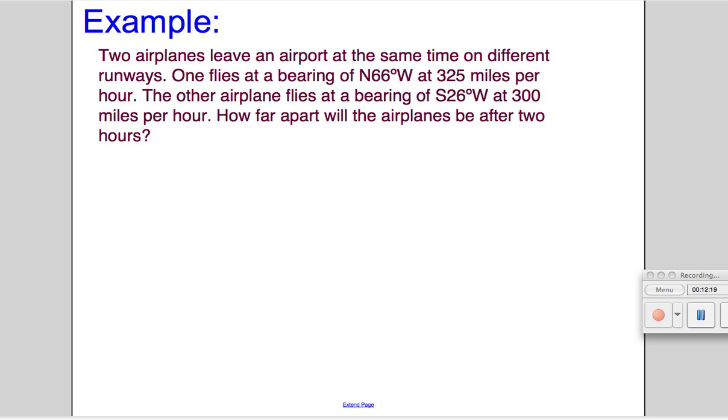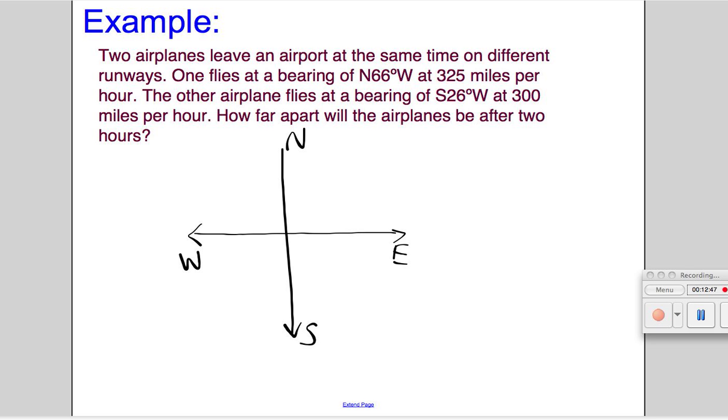We have 2 airplanes leaving an airport at the same time on different flight paths. One flies at a bearing of north 66 degrees west at 325 miles per hour. The other leaves at a bearing of south 26 degrees west at 300 miles per hour. How far apart will the airplanes be after 2 hours? So we're going to sketch a picture. And we need to know our north, south, east, and west. So you have to know which way is which.